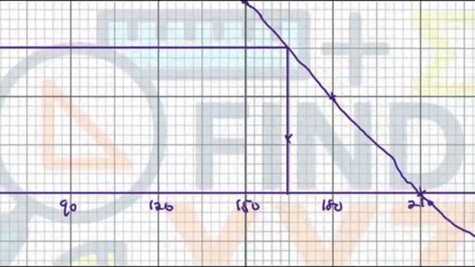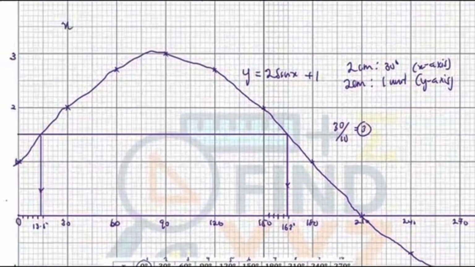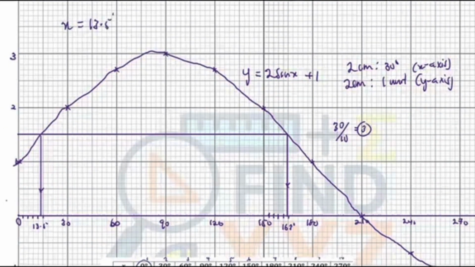Then we have 150, because the interval is 30 and we have 10 equal parts. It means that each step will be 3. Take note of that. So 30 divided by 10, each step will give us 3. So we have 153, 156, 159, 162. Then this will be 165. So it's between 162 and 165. So let's go for 163 degrees. So it means that the values of x is equal to 13.5 degrees or 163 degrees. These are the estimates from our graph.